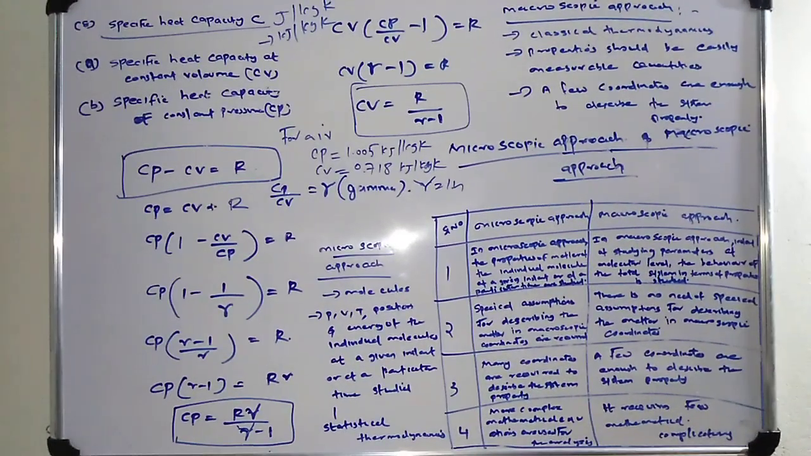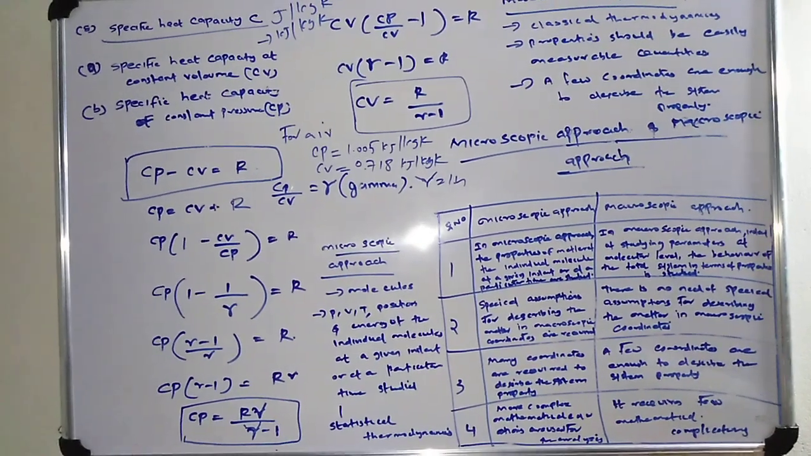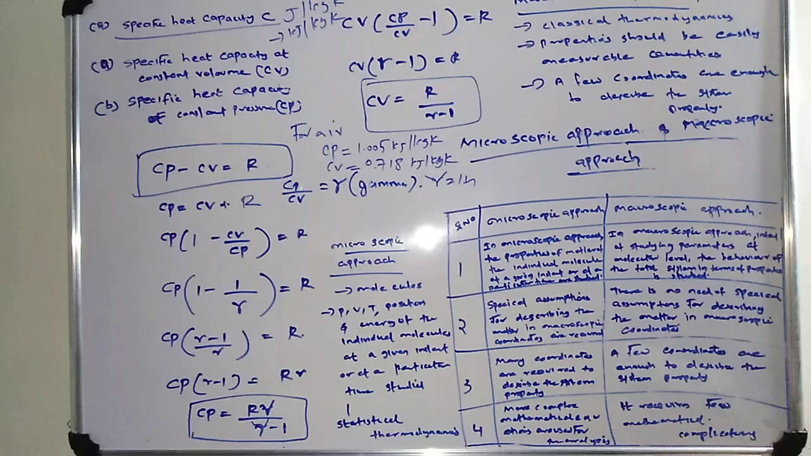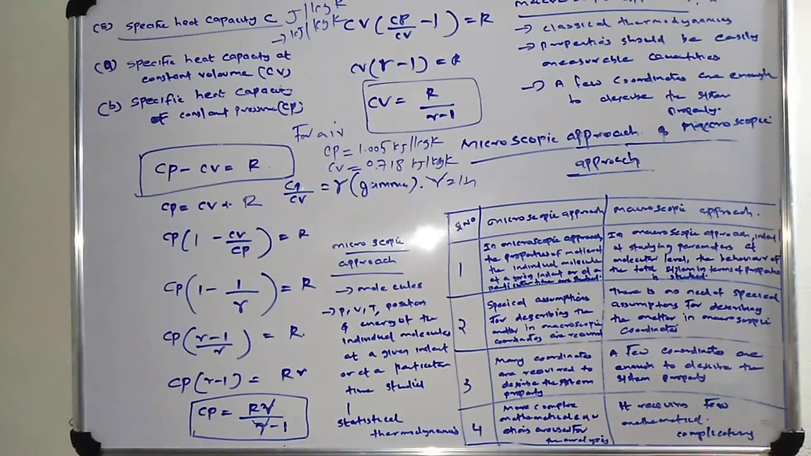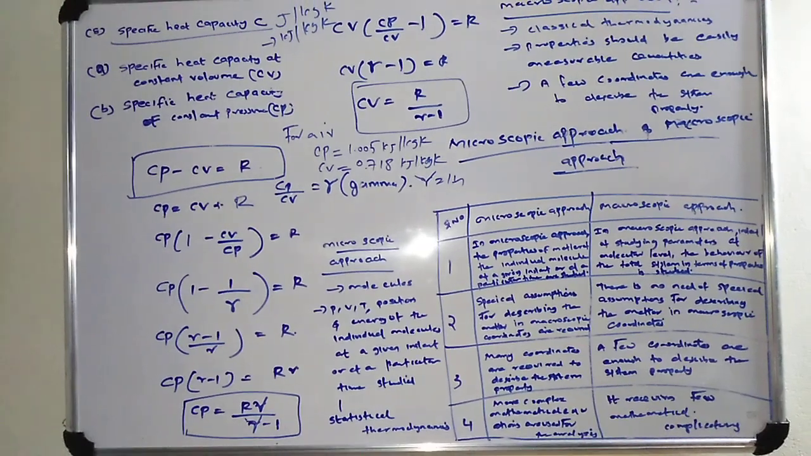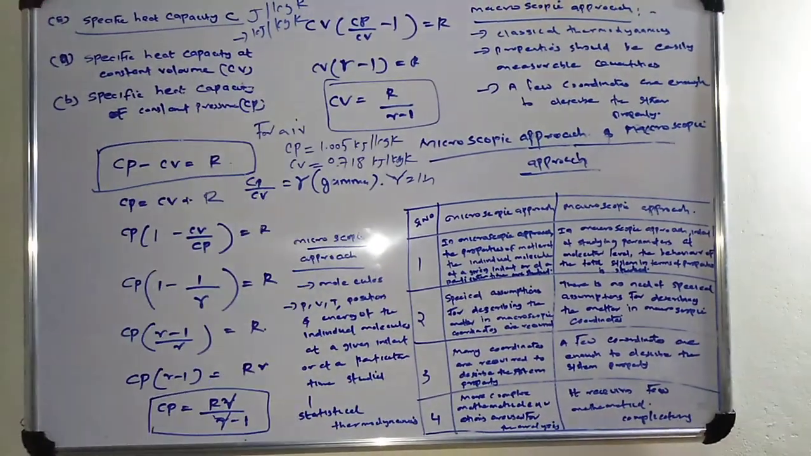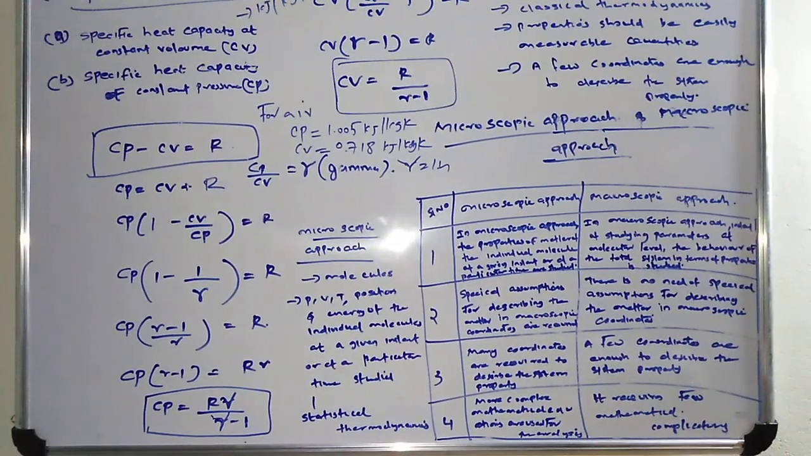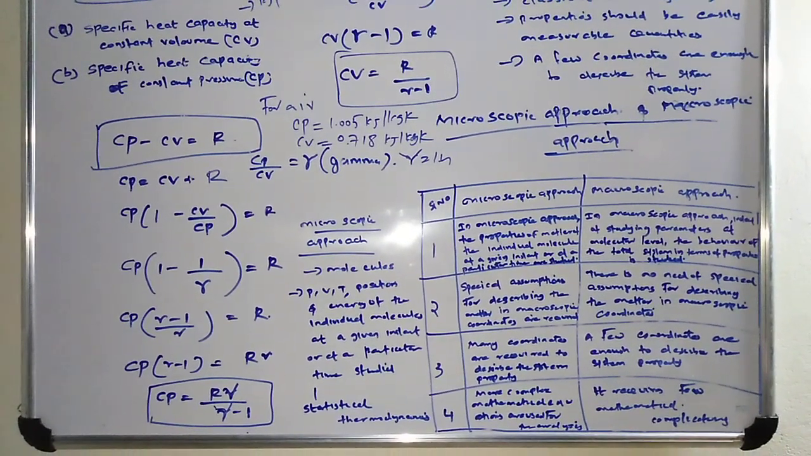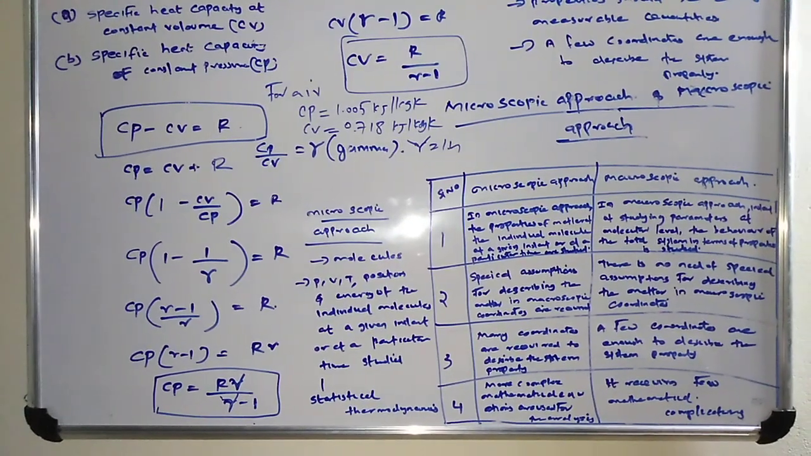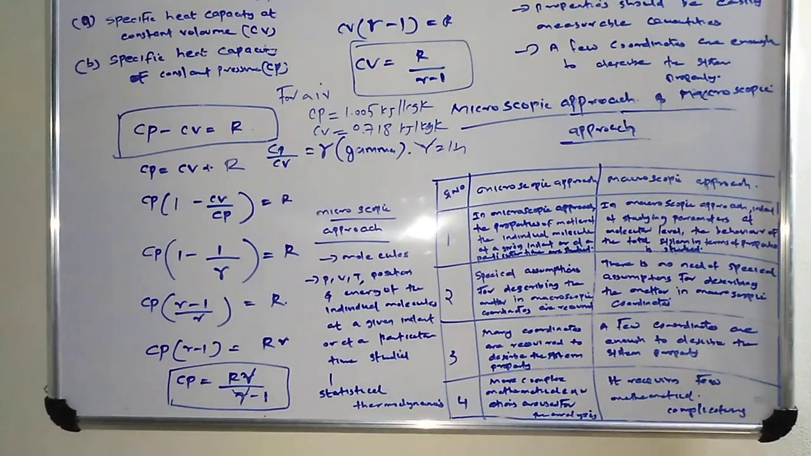Next topic is the difference between the microscopic approach and the macroscopic approach. In the microscopic approach, the properties of the individual molecules at a given instant or at a particular time are studied. In the macroscopic approach, instead of studying parameters at the molecular level, the behavior of the total system in terms of properties is studied.